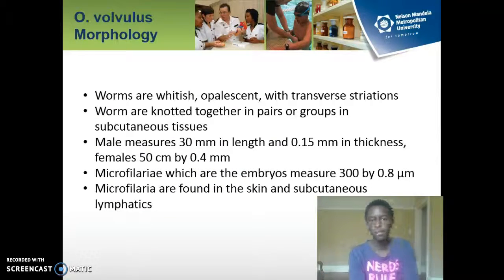The morphology is pretty straightforward. The worms are whitish, opalescent, and you find them in bundles together in subcutaneous tissues. The male is smaller than the female, and the microfilaria, which is the most important thing here, are like the embryos and they are very small. You need a microscope to view them.